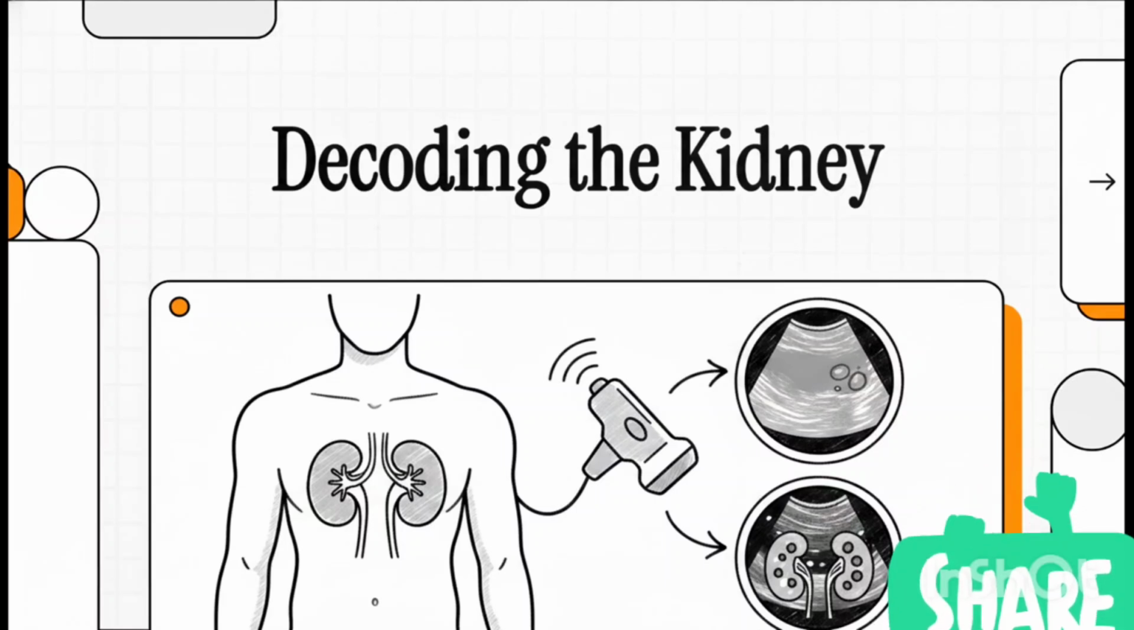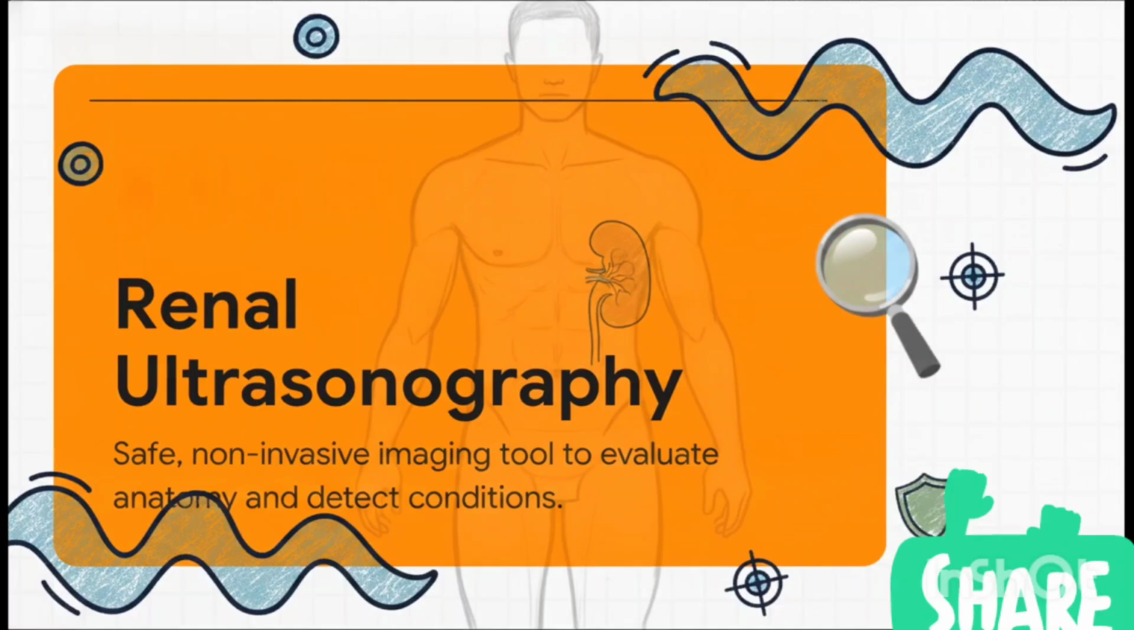By the end of this explainer, you're going to understand how to spot normal kidney health and, more importantly, how to identify common abnormalities using the exact same visual cues the professionals use. But before we look closely at the organ itself, we really need to understand the tool we're using.